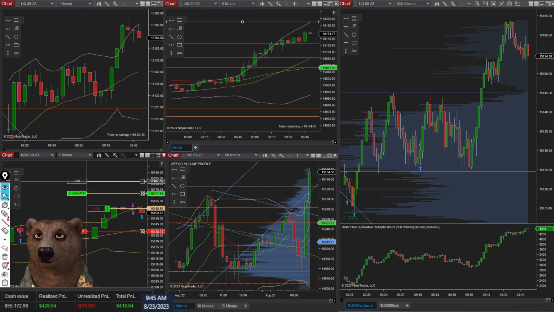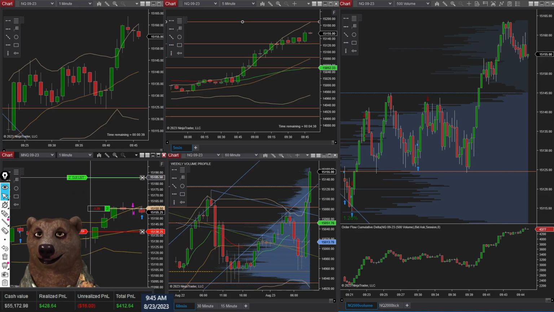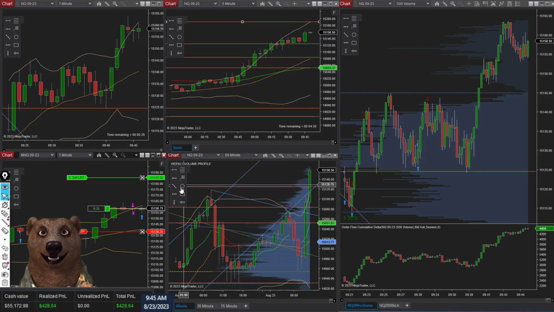Out. The target. 8 now, 85. Again, we're just using the upper band here as our target. Very bullish 5 minute candle. Stop is all the way down at 19. That is a dangerous stop.